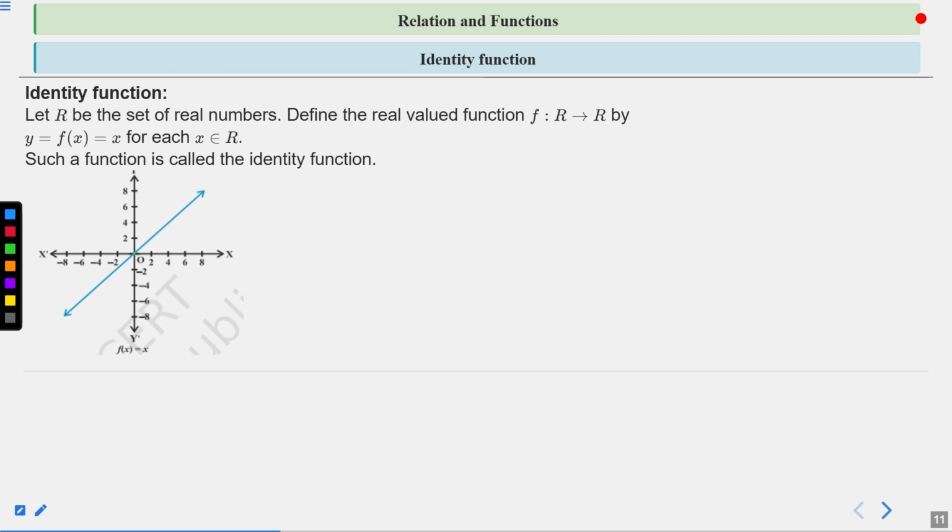And how are you going to plot this? Very simple. Just put x as 1, then the output will be 1, same as the input. Putting x as 2, you will get output as 2. So you will get the pairs 2, 2, 4, 4, 6, 6, and just join all these points, you will get your straight line, as you get the same output as input for every x belonging to the real numbers. Clear?